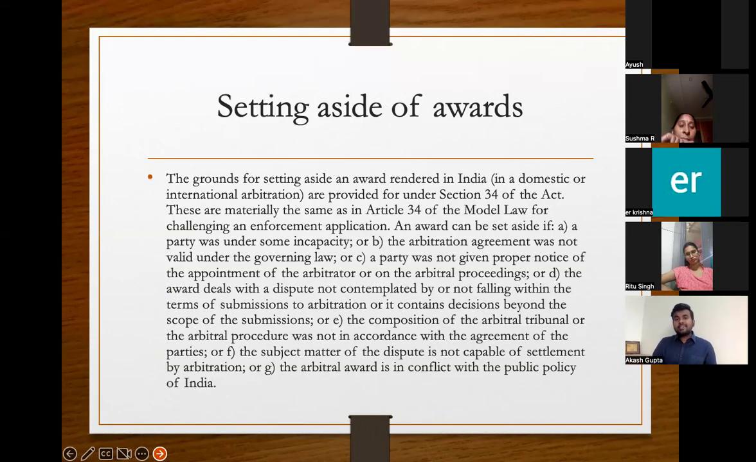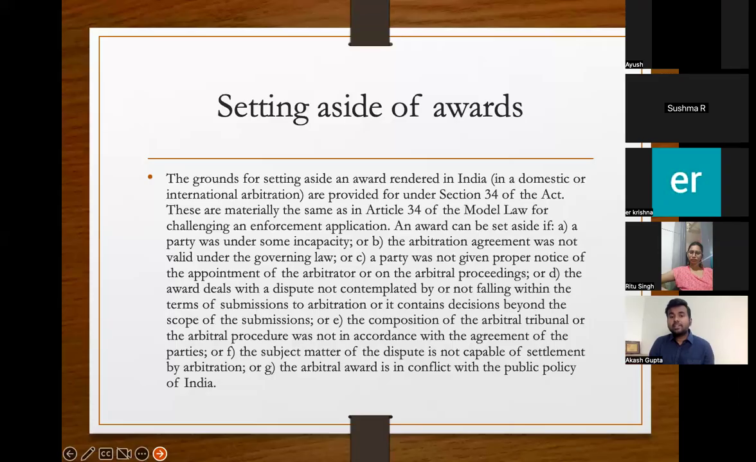The second last point is setting aside of awards. So this is what we call challenge, annulment. It's all the same: setting aside, challenge, annulment. Section 34 of the Act provides the award can be set aside if the party was under incapacity, the arbitration agreement was invalid, there was no proper notice, the award deals with a dispute which is not even contemplated within the contract, the composition of the arbitral tribunal was not in accordance with the contract, or the subject matter of the dispute is not capable of settlement by arbitration.